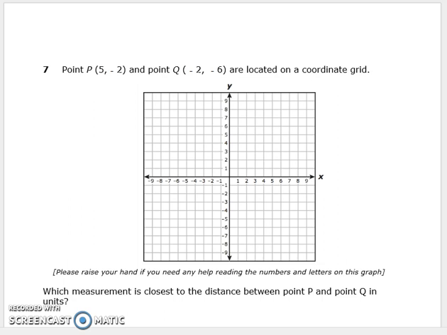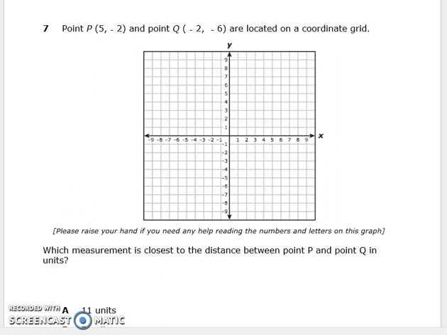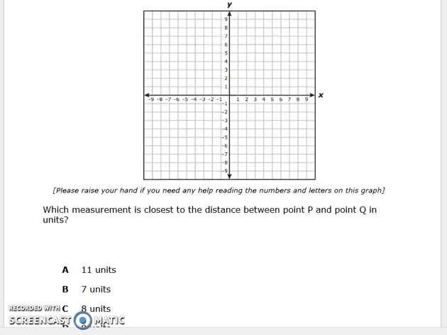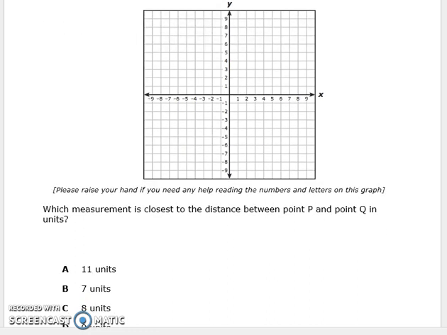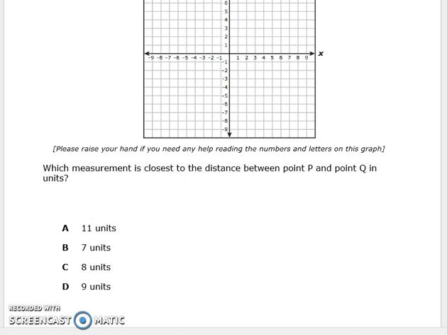Number 7. Point P (5, -2) and point Q (-2, -6) are located on a coordinate grid. Which measurement is closest to the distance between point P and point Q in units? A, 11. B, 7. C, 8. Or D, 9?